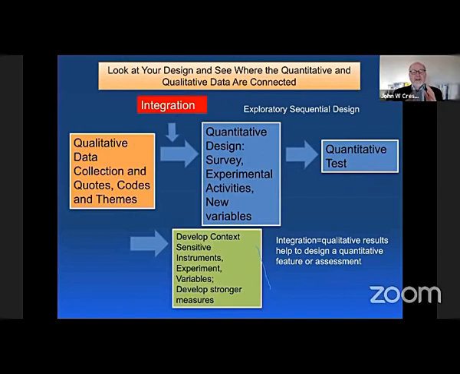You can say in your project, I'm going to first collect qualitative data, analyze the results, come up with themes, and then use the themes to design a survey that is grounded in the views of participants, that is culturally adapted and sensitive to the population. You see, I just gave an integration statement for an exploratory sequential design that you could use.